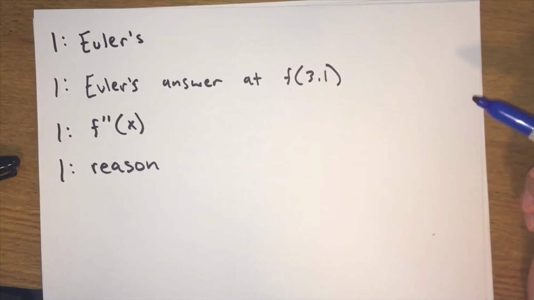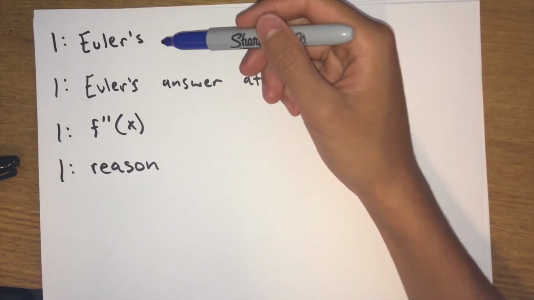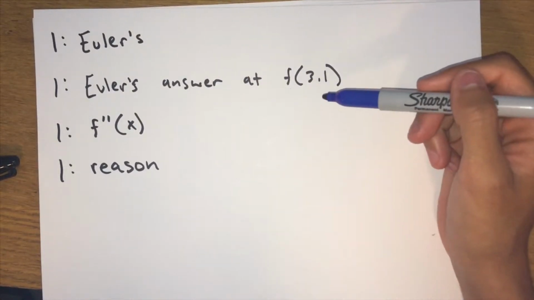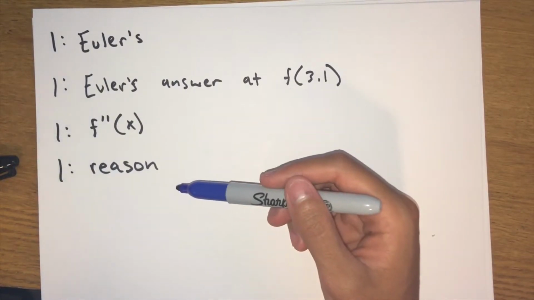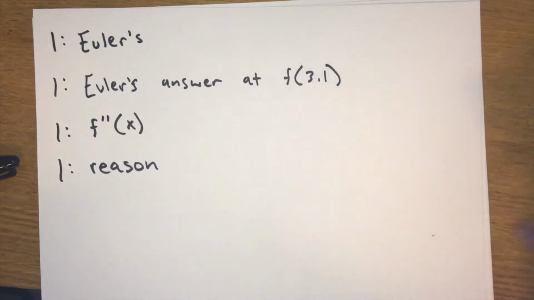For part B, you're going to be graded based on your use of Euler's, finding the correct approximation, getting the second derivative, and correctly reasoning why the approximation is less than the actual value.